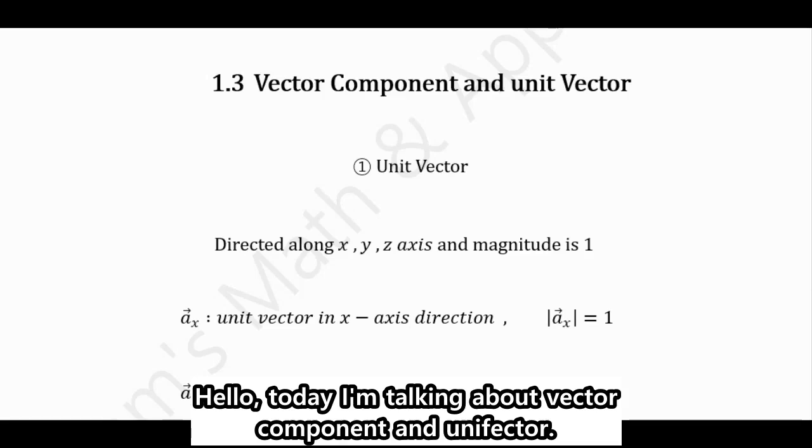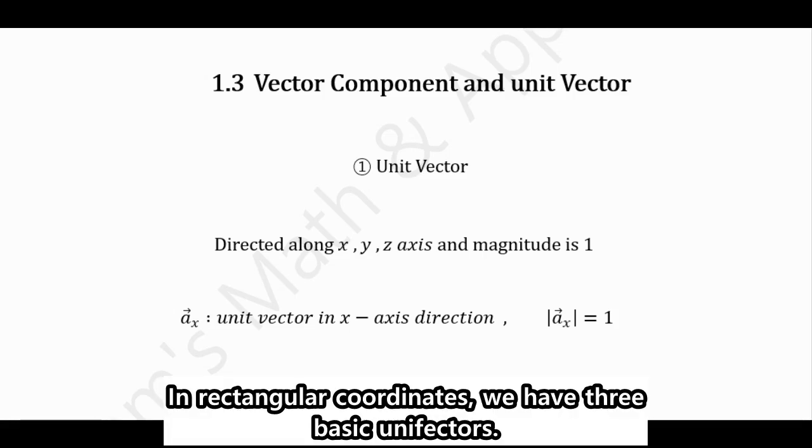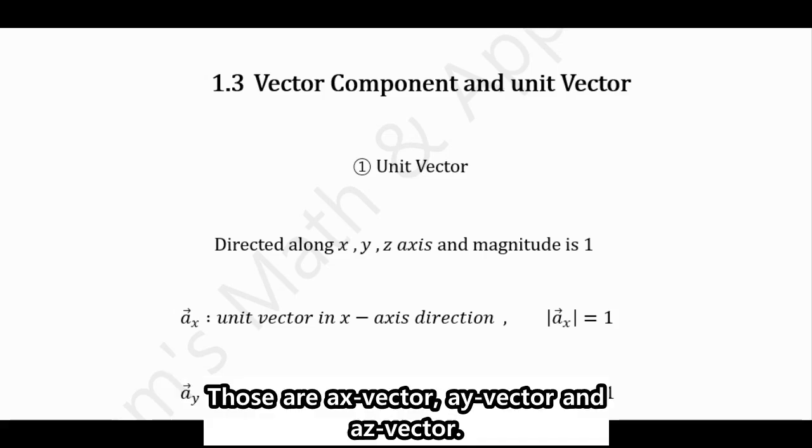Hello, today I'm talking about vector component and unit vector. A unit vector is a vector whose magnitude is 1. In rectangular coordinates, we have three basic unit vectors. Those are the ax vector, ay vector, and az vector.